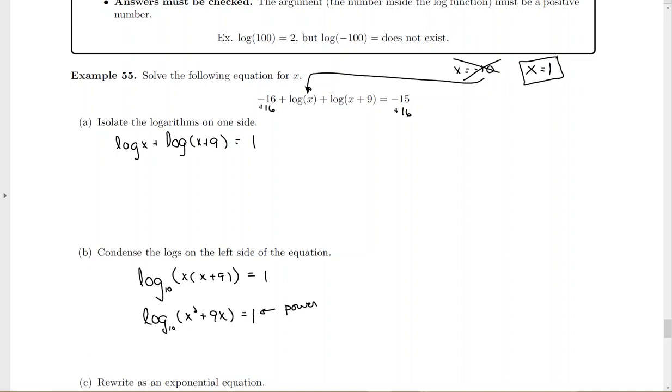The -10 didn't work, not because the number was negative necessarily, but because when I plug it back into either of these two arguments, it gives me back a negative argument. So -10 + 9 is -1. Can't have a negative argument.